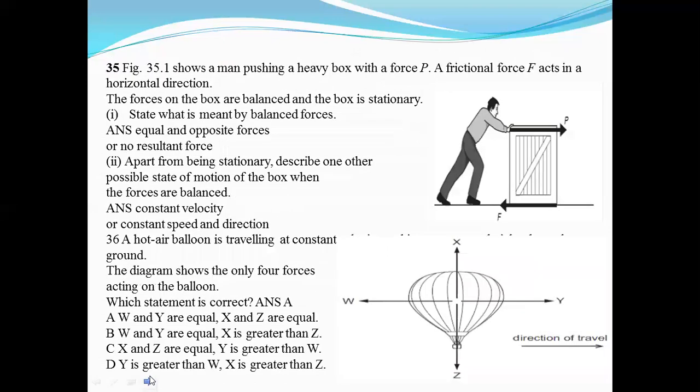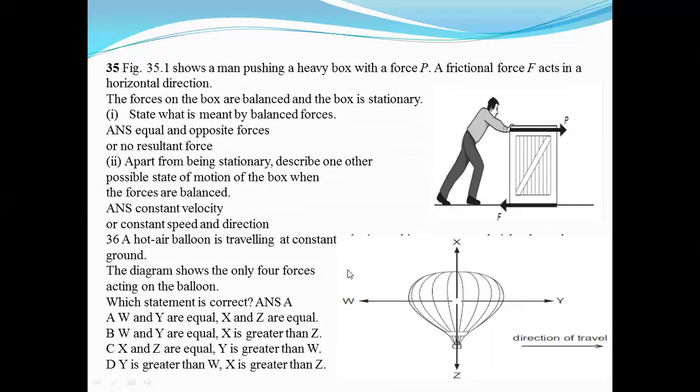Next question. The figure shows a man pushing a heavy box with the force P. A frictional force F acts in a horizontal direction. The forces on the box are balanced and the box is stationary. State what is meant by balanced forces. Balanced forces mean that the resultant force acting on the body is zero. Balanced forces mean that they are equal and opposite to each other. Second part, apart from being stationary, describe one other possible state of motion of the box when the forces are balanced. The other situation is that the box is moving with constant speed, constant velocity in the same direction.